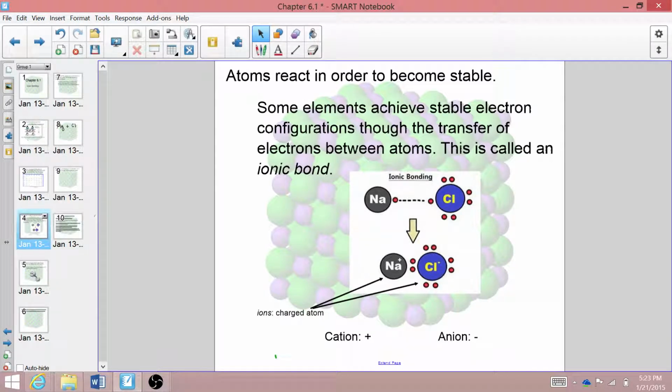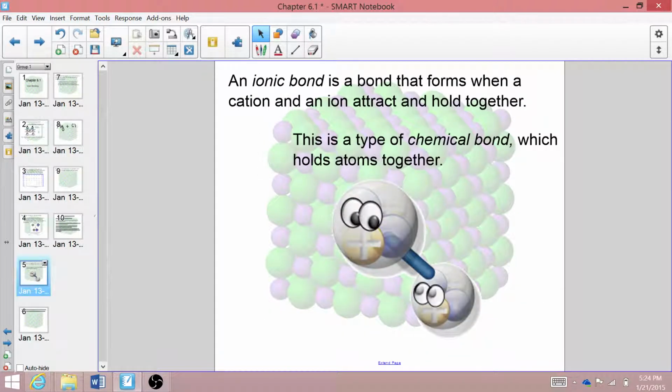And now the whole reason why sodium and chlorine are going to attract to each other and bond to make sodium chloride, which is just simple table salt, is because when it comes to electric charges, opposites attract. This positive is now attracted to this negative so much that they actually form a little bond between them. And that only happened because the electrons were transferred from one atom to another. This is what we call an ionic bond. It's a bond that forms when a cation and an anion attract and hold each other together.